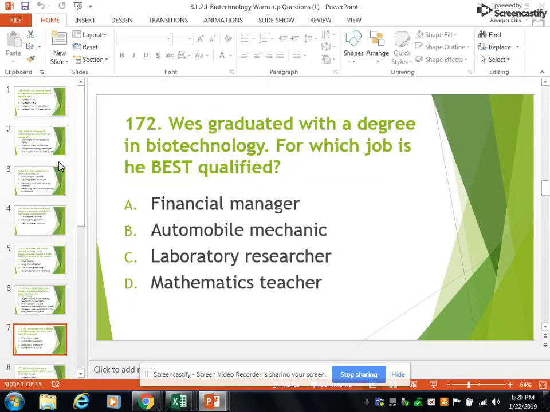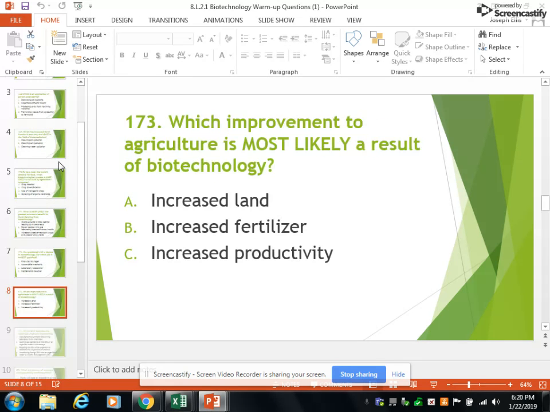172. Ben graduated with a degree in biotech. For which job is he best qualified? Now we're thinking about which one of these. Financial manager, that's somebody who works at the bank, so that's not right. Car mechanic doesn't do anything with biotechnology because that's not a living thing. You got to be dealing with something that's living. The best answer should be a laboratory researcher. Okay, somebody who works in a lab doing those type of things. And like I said, in North Carolina, there are tons of biotech jobs, especially in the Triangle area.